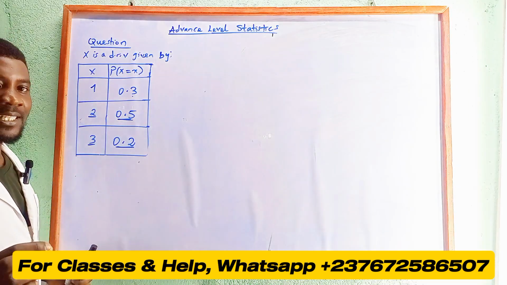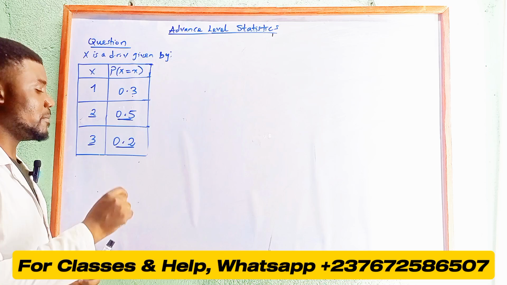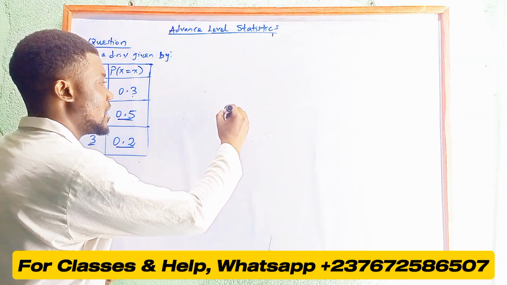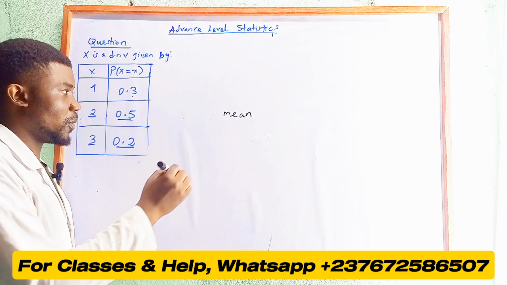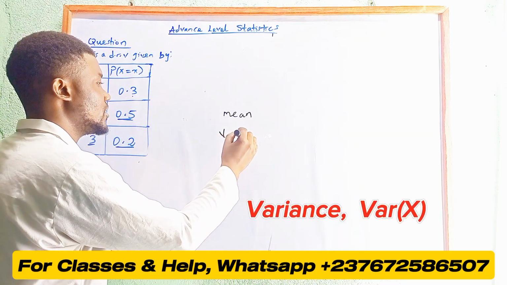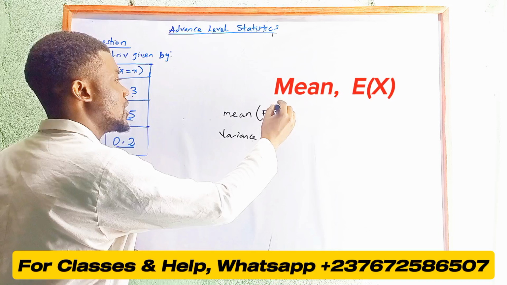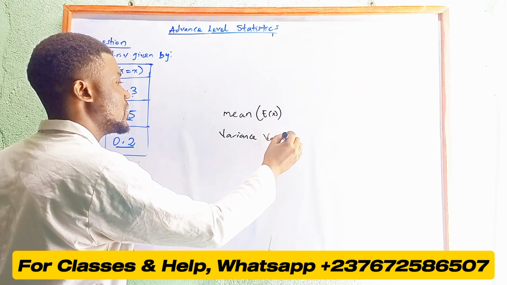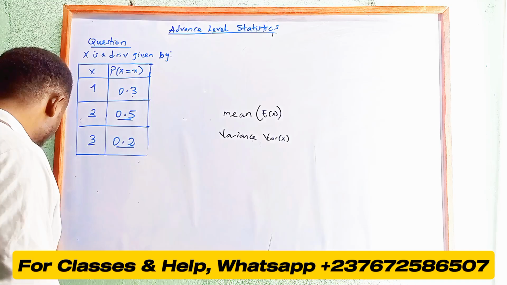Now, our interest is how do we obtain the mean of this distribution? How do we obtain the variance of this distribution? The mean is denoted as expectation of X and the variance is denoted this way. How do we calculate them?